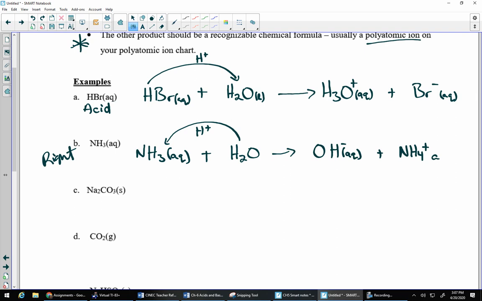Now, have we seen NH4 before? Absolutely, we've seen NH4. No problem. That is good to go. NH4 is the ammonium ion. And let's see, back to my original felt pen there. This one is going to form a base. Cool. I hope we're getting the idea of this one here.